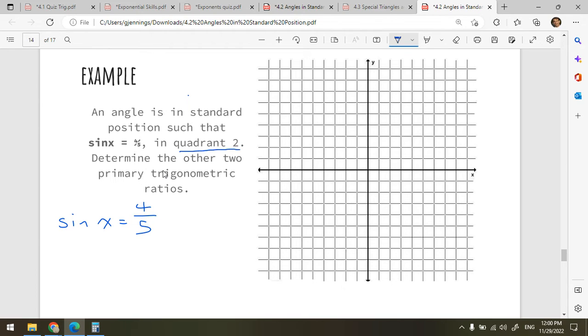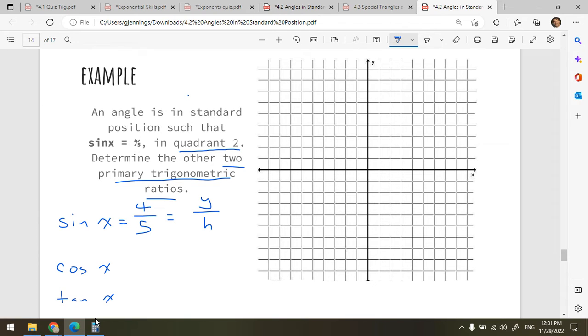But it's in quadrant 2. Determine the other 2 primary trigonometric ratios. So I want to find cosine of x and tan of x. Now, how am I going to do that? Well, first of all, I want to know around where this thing is. The 4/5, I can think of that. This is sine, so it's like y over hypotenuse.